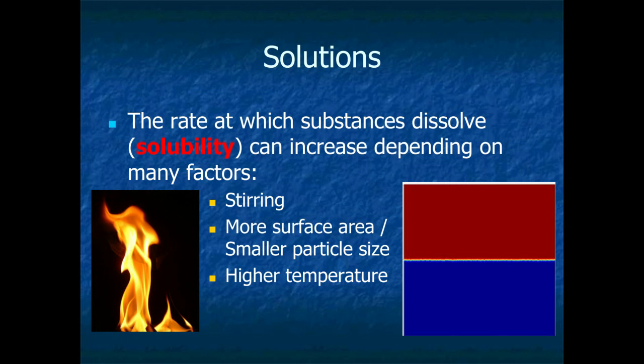All right, now shifting gears just a little bit. We had mentioned before that a solution is a pure substance where something combines with another in a uniform mixture, like it's dissolved into something. That's called a solution. And the rate at which something dissolves is called solubility, or the ability to dissolve. And it can change depending on many factors. Stirring will speed up solubility. More surface area or smaller particle size will increase solubility. And if you increase the temperature, you'll increase solubility.